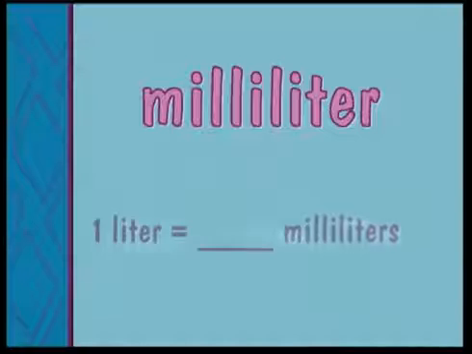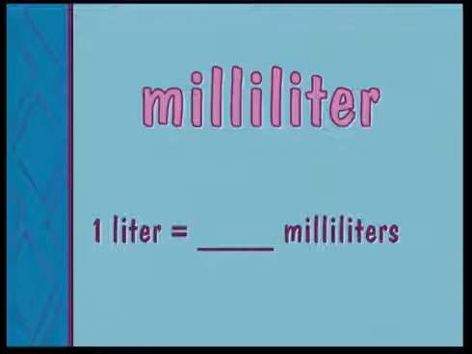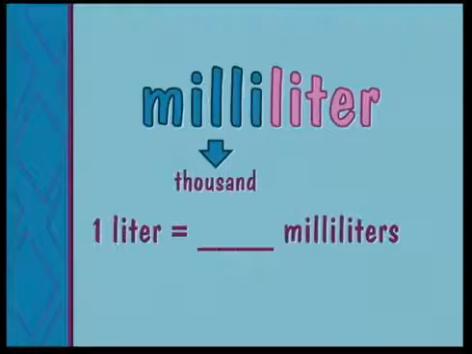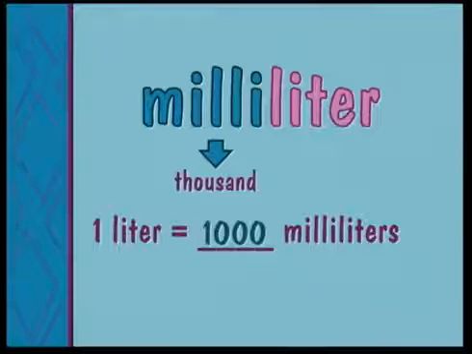Well, 1 liter is equal to, let's think through this. You know something about that word milliliter, don't you? Remember, I've told you to pay attention to the prefixes? You know that the prefix milli means 1,000, don't you? The relationship between a milliliter and a liter is the same as between a millimeter and a meter. That unit that begins with milli is 1,000 times smaller. So that means that there are 1,000 milliliters in 1 liter.